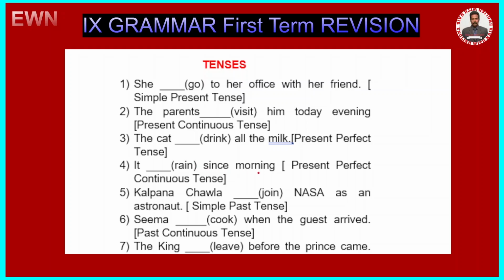It does rain since morning. You can see here something happening since morning. So we use present perfect continuous tense. It has been raining since morning.